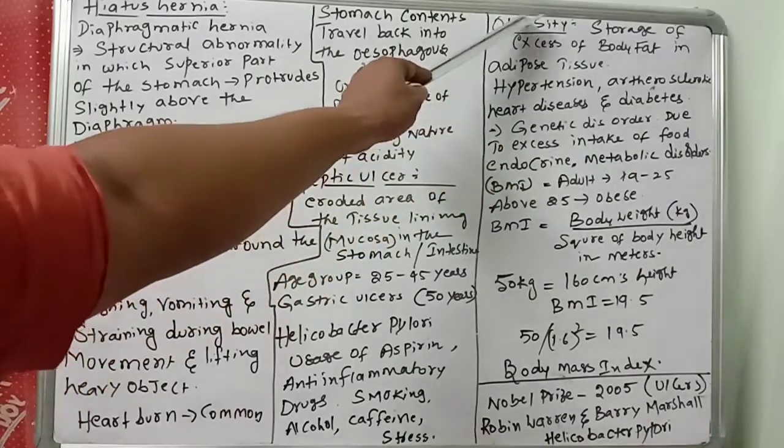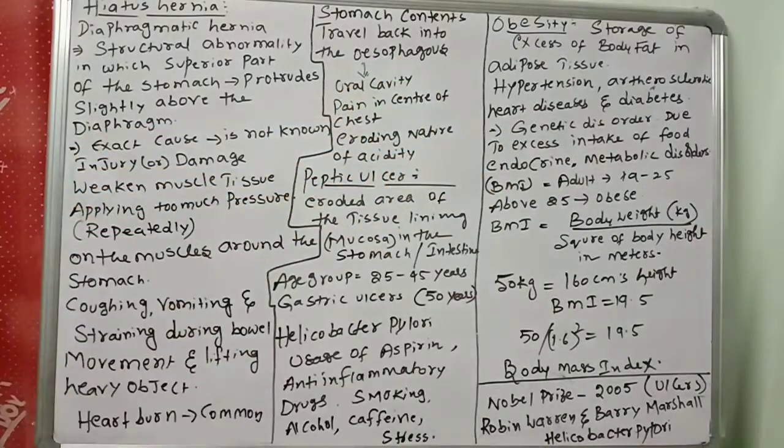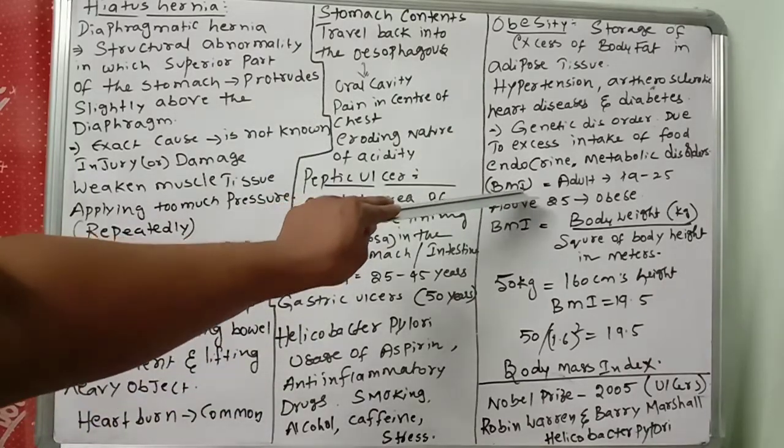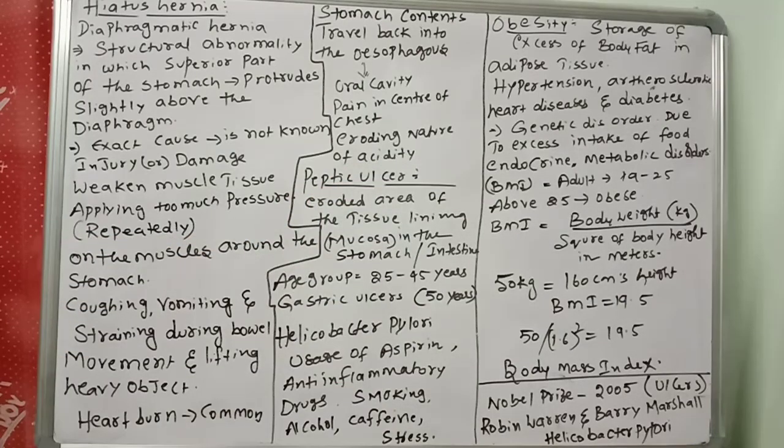So obesity is a very dangerous problem. We should not neglect obesity. As early as possible, we should reduce our weight. Next, BMI, body mass index. Body mass index. This is very important. If you check body mass index regularly, that is good.